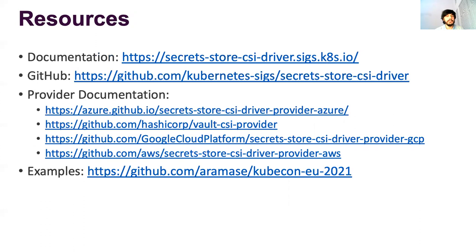And in terms of resources, here are some resources from the presentation. There is a documentation link to the driver and also the GitHub repo link to the driver. Each provider has its own specific documentation in terms of what is required for the secret provider class, so there are links to documentation for the individual providers. For the demo, I've reused some of what I used during my KubeCon talk. All the artifacts that I've used today are available in that GitHub repo.